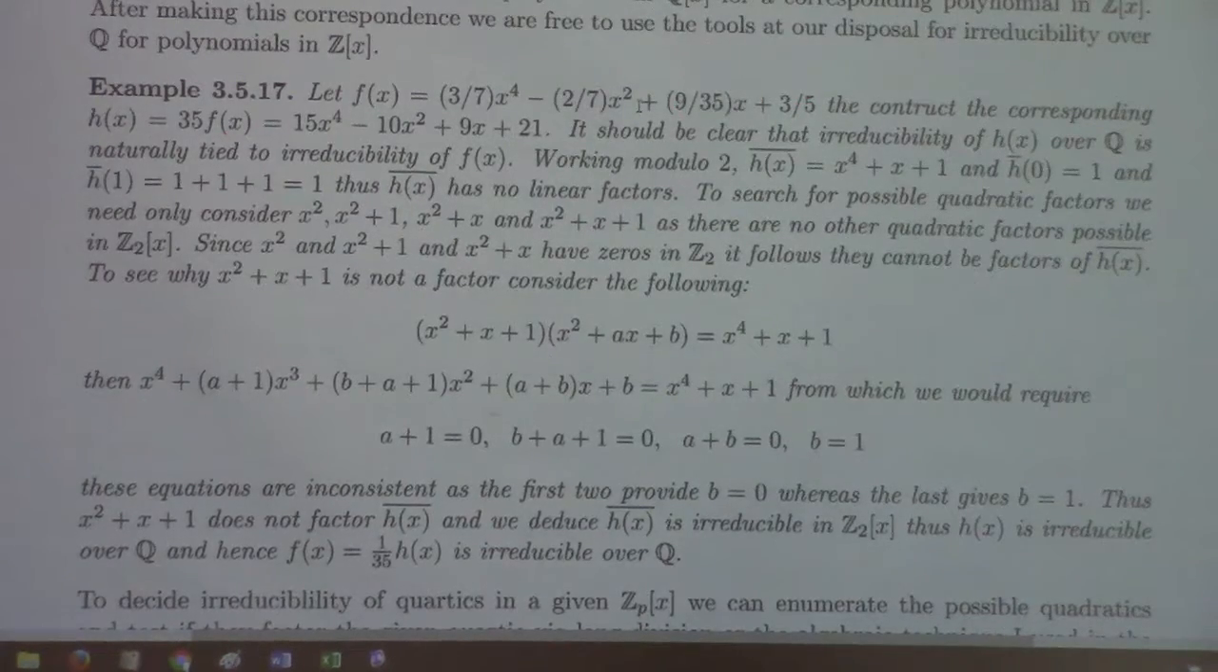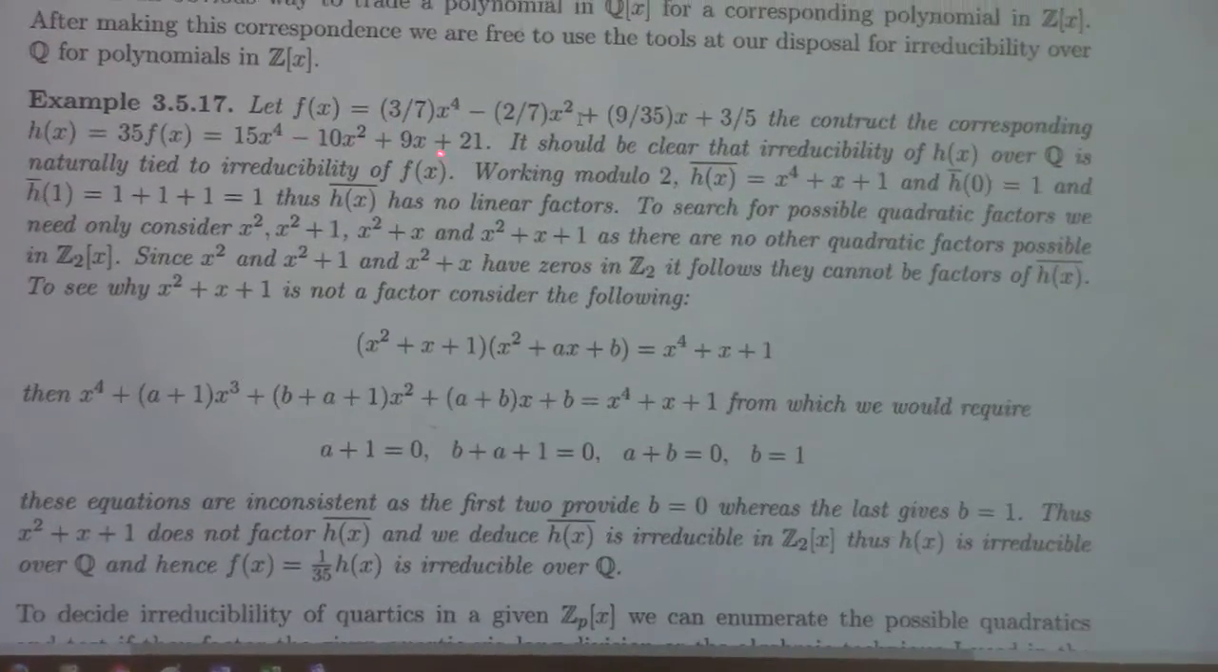Since we hate fractions, at least I do, I can't speak for you, but I personally hate fractions, so I'll get rid of them by multiplying by 35. That gives us this nice integer polynomial. And now we can work with the tools that are given to us for integer coefficient polynomials, right?